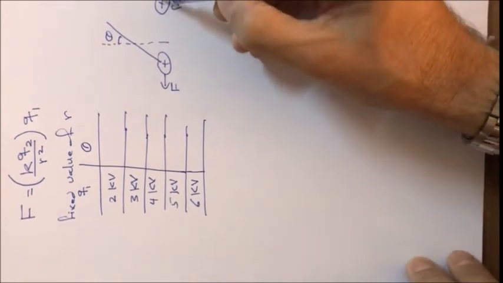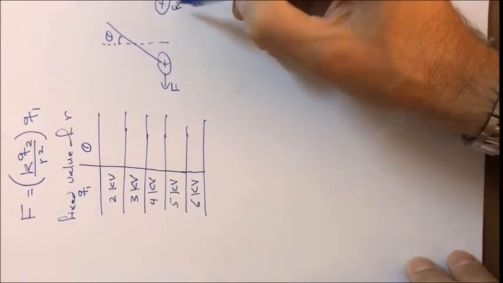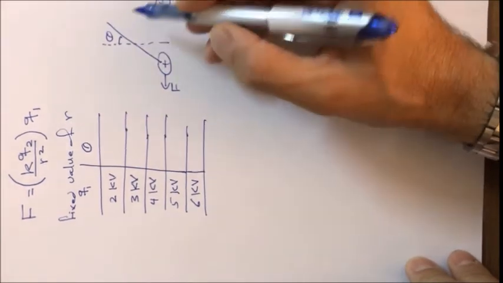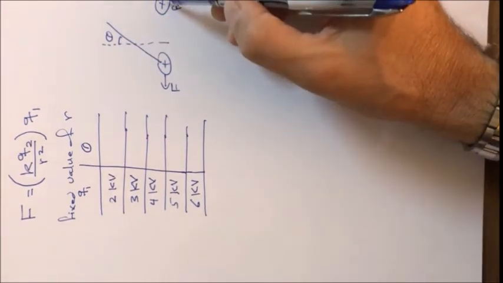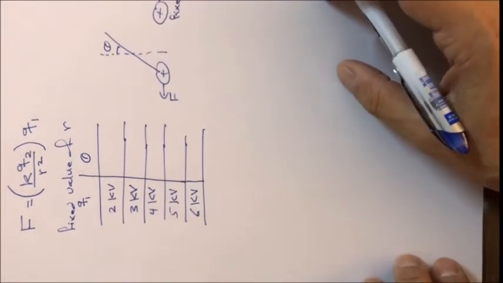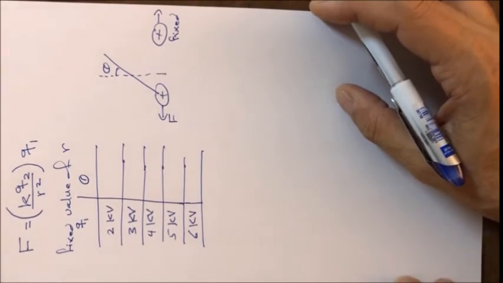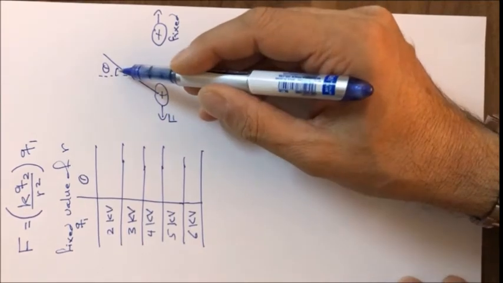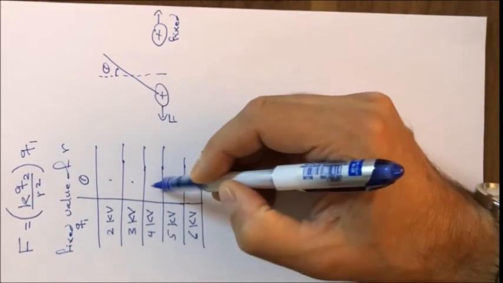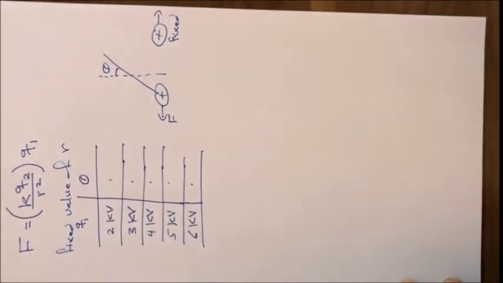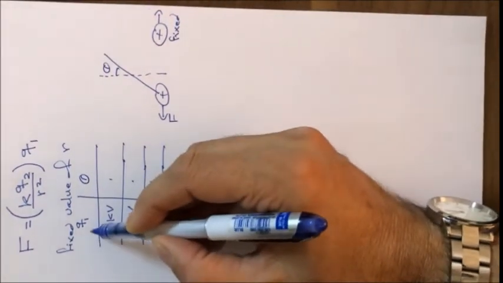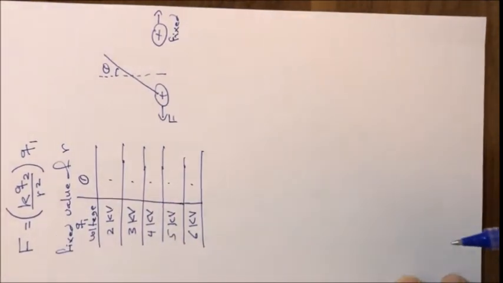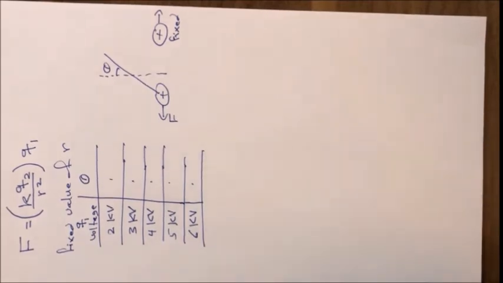So what we are doing now, we charge this with 2 kilovolts, we measure the angle. 3 kilovolts, we measure the angle. 4 kilovolts, of course, increasing the voltage will increase the force, which will increase the angle. So we'll have 5 readings of charge. In fact, it's 5 readings of voltage instead of the charge. So the voltage stands for the charge and the angle stands for the force.